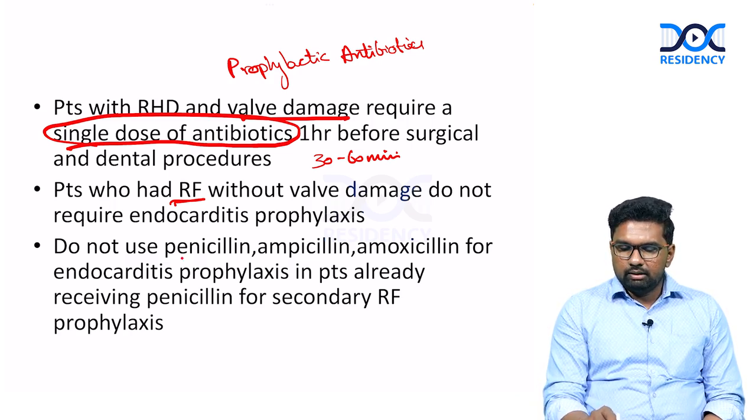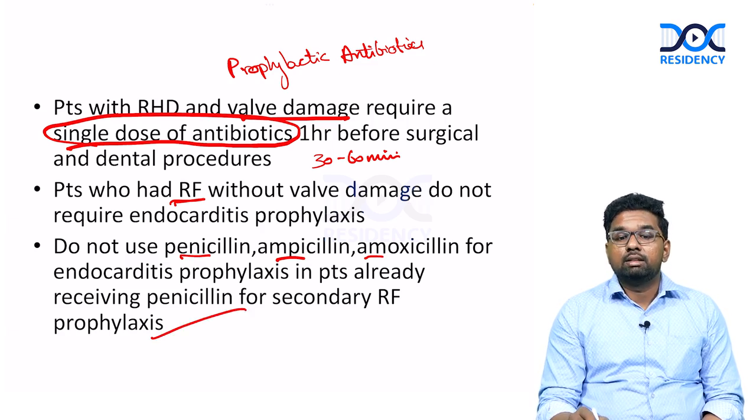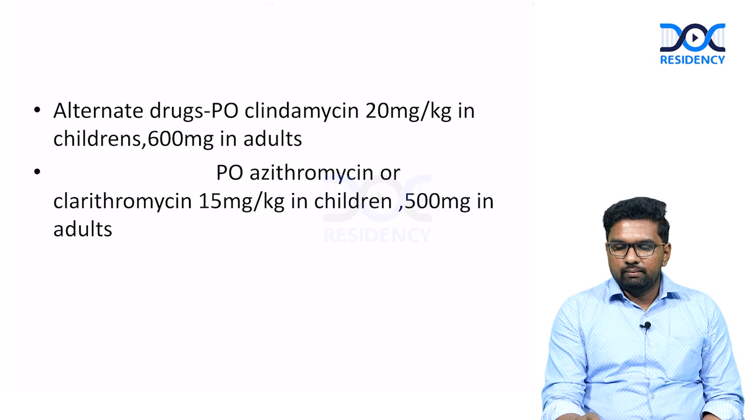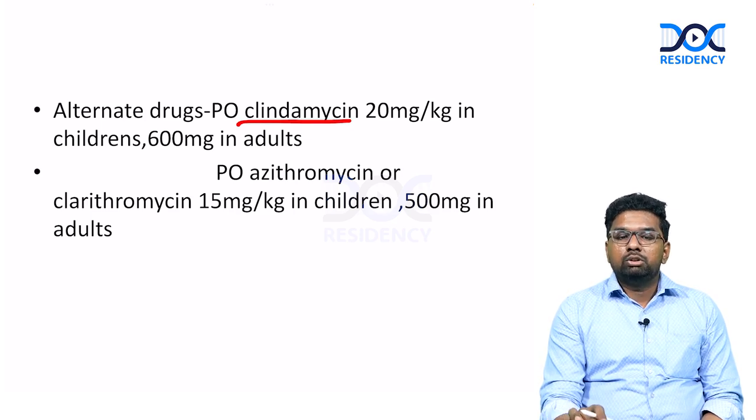We should not use penicillin, ampicillin, or amoxicillin for a patient who has already received a penicillin, because the patient may have antibiotic resistance. So you have to be very careful and judicious when using an antibiotic. Drugs that can be used as alternatives to penicillin are clindamycin at a dose of 20 milligram per kg in children and 600 milligram in adults, or azithromycin 500 mg OD. Even clarithromycin can be given at a dose of 15 milligram per kg in children.